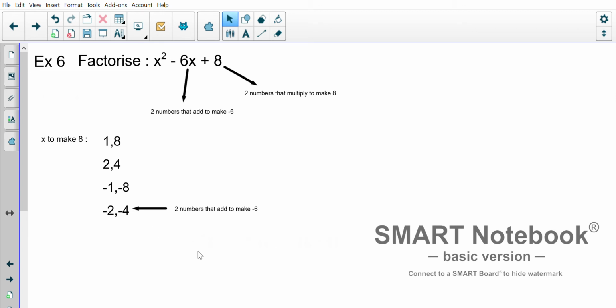So looking at our answer, we had x squared minus 6x plus 8. Factorise that, putting it back into brackets, you get x minus 2 and x minus 4.